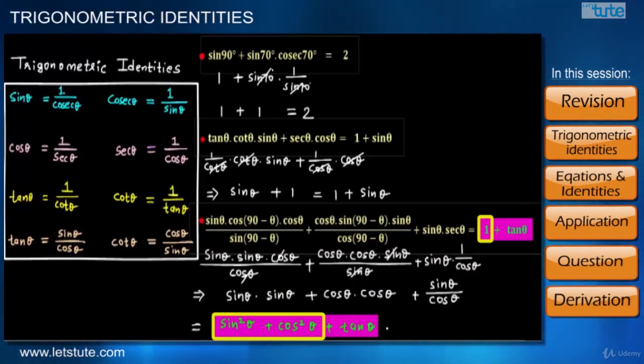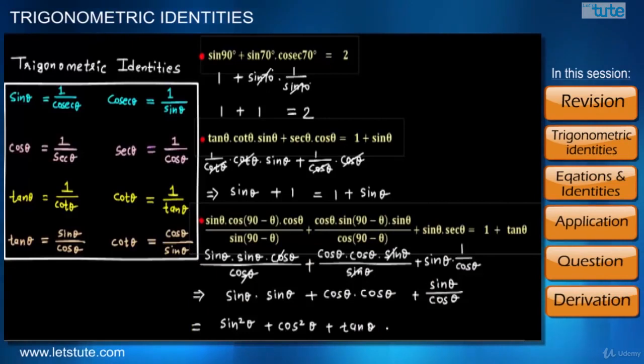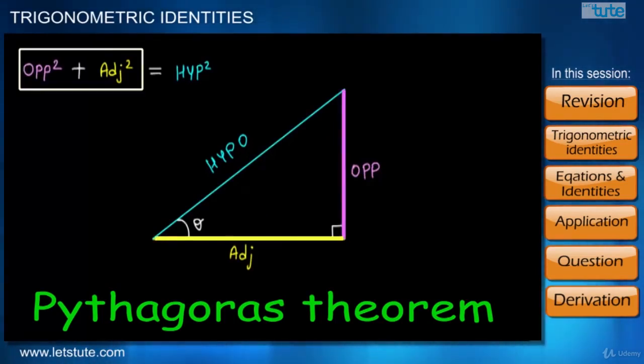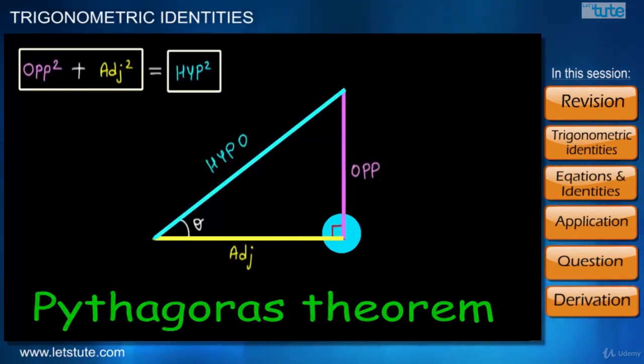And to start with the derivation, we will take the help of the famous Pythagoras theorem. So we consider a right angle triangle. Now let's recall what Pythagoras theorem says. It says that the sum of the squares of the two sides which are adjacent to the right angle is always equal to the square of its hypotenuse.